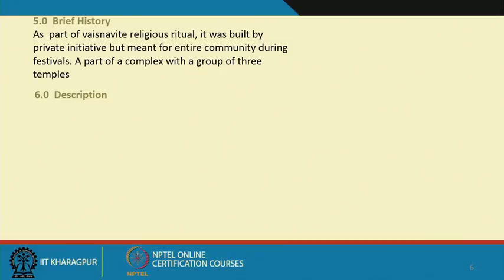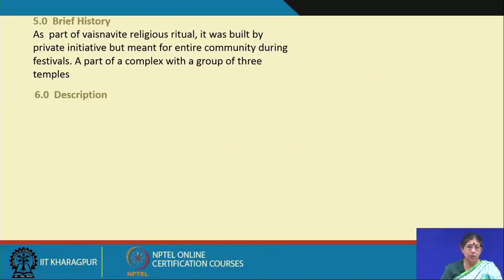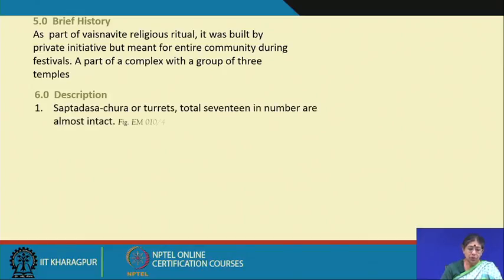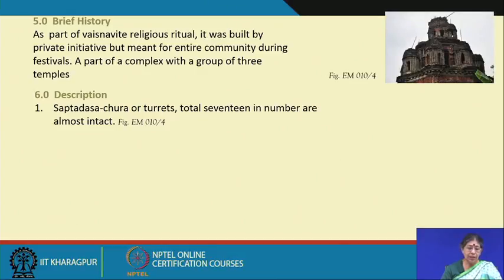Then comes the description. One also has to start with a brief description. As I said, this is a very preliminary investigation, and it says the first step is a Shaptadarsh Chura or terrace, total 17 in number, almost intact. These Chura or terraces, referring to David McCutcheon's book, are a very significant feature. There can be different numbers of terraces, 10, 11, 12, 13, 17 and others. So, this comes under a particular category where 17 terraces were there on the top, and there are also further subdivisions or sub-classifications, which again can be referred to.